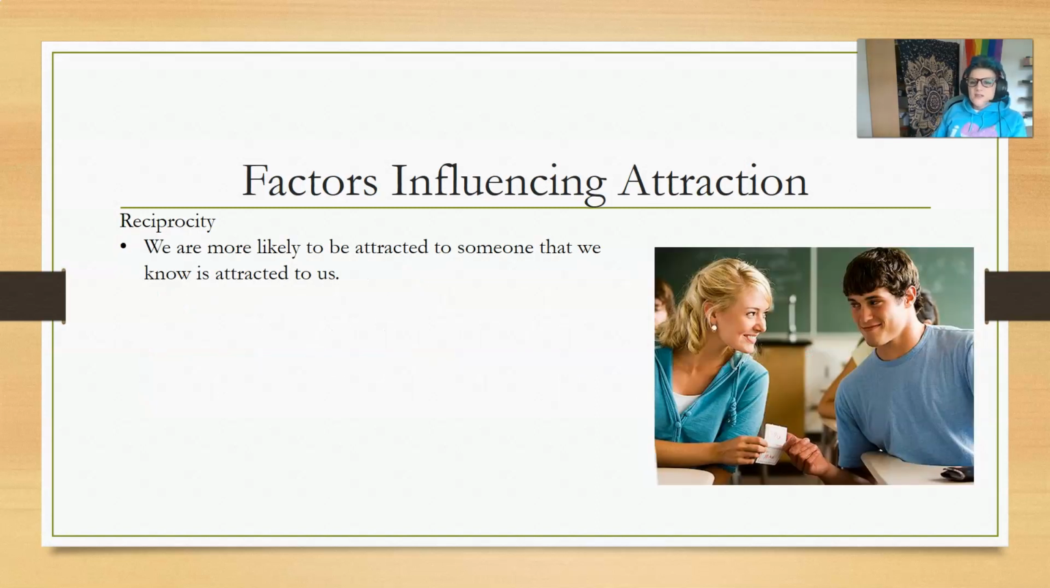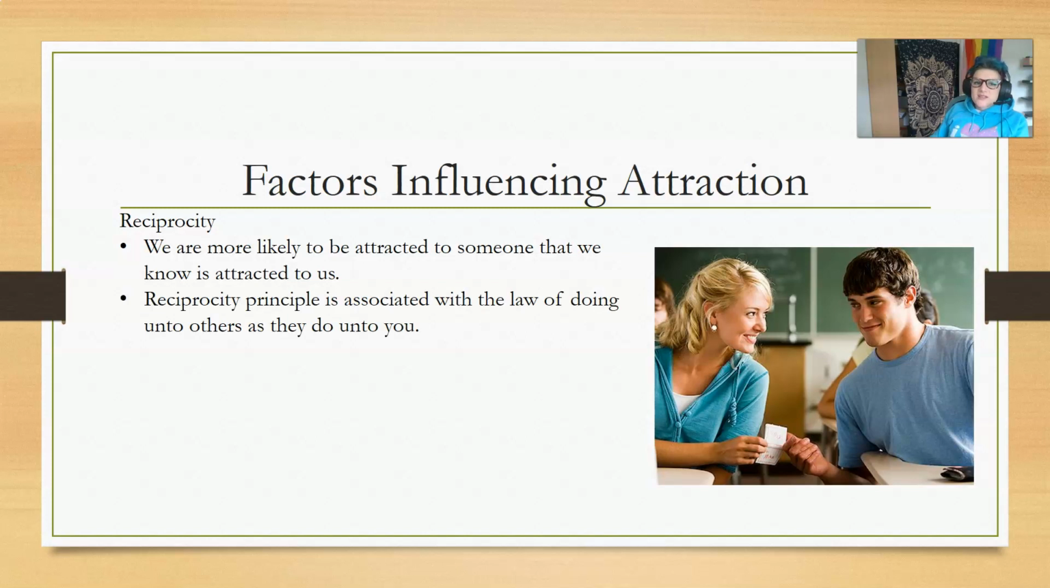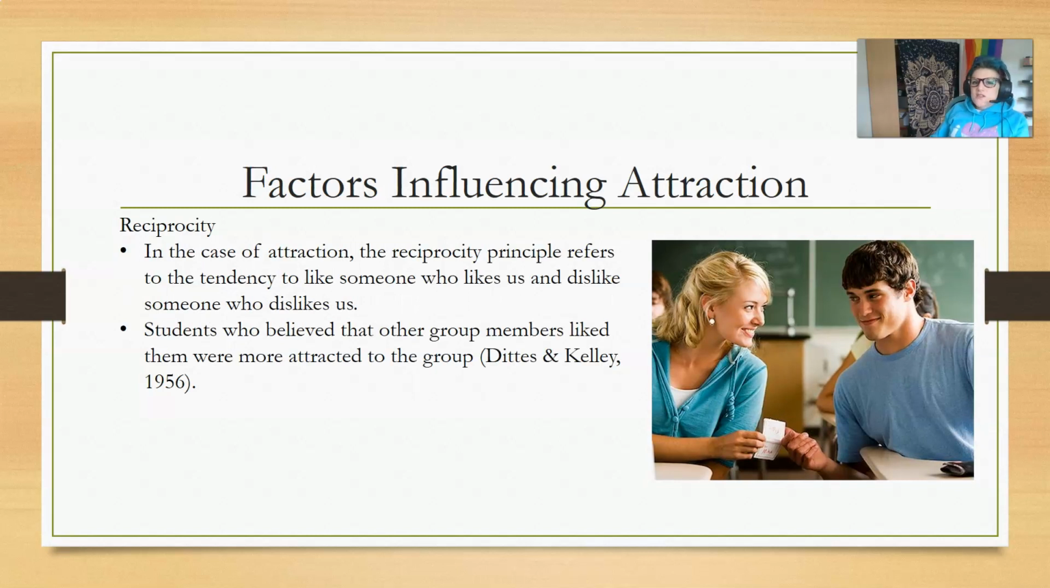A further factor is reciprocity. Now, this one's pretty simple. We're more likely to be attracted to someone that we know is attracted to us. So the reciprocity principle is associated with the law of doing unto others what they would do unto you. In the case of attraction, the reciprocity principle refers to the tendency to like someone who likes us and dislike someone who dislikes us. This is supported by research that found that students who believed that other group members liked them were more attracted to the group.